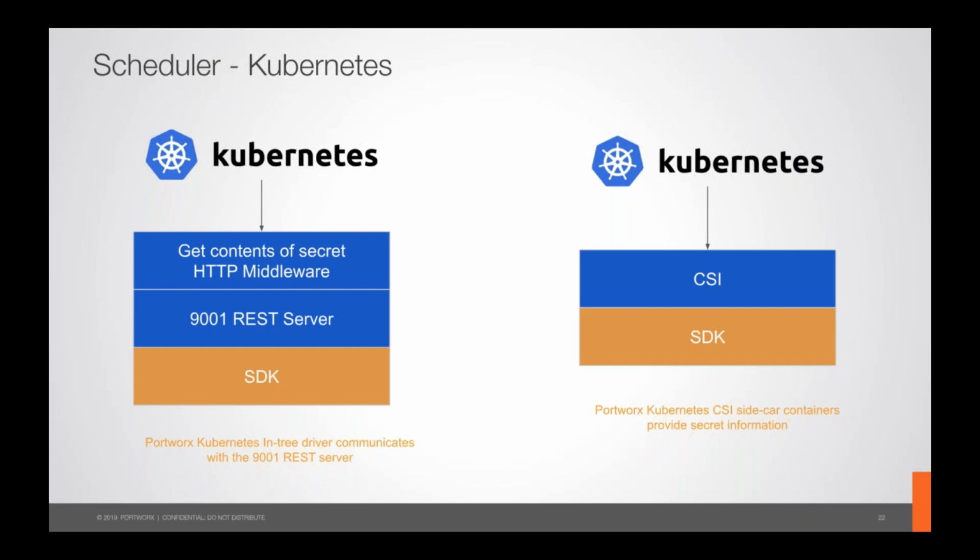So as far as the path to CSI is concerned, CSI is 1.0 as of the 1.13 release of Kubernetes, and security will be available from that release as of CSI and will be supported from the 1.13 release of Kubernetes as far as CSI is concerned.